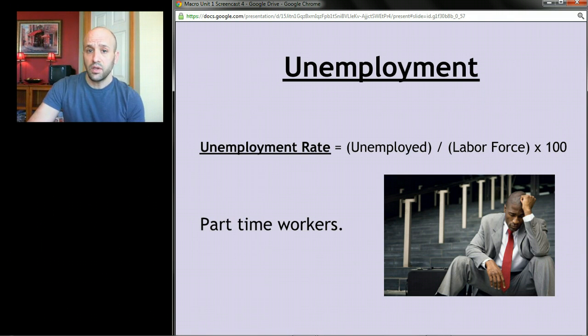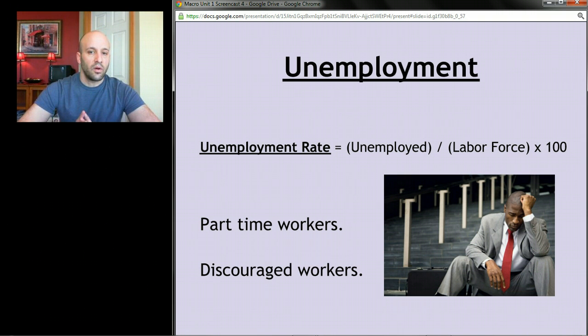Now, a couple of little distinctions here. Part-time workers are considered employed, even if they're working only 5 hours a week and they want to be working 40 hours a week. If you have at least some job, you are just considered employed for this calculation.